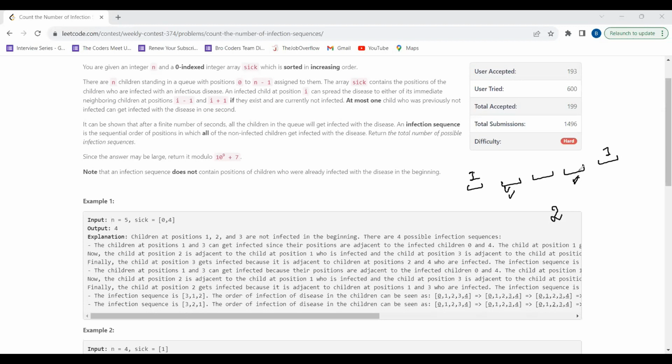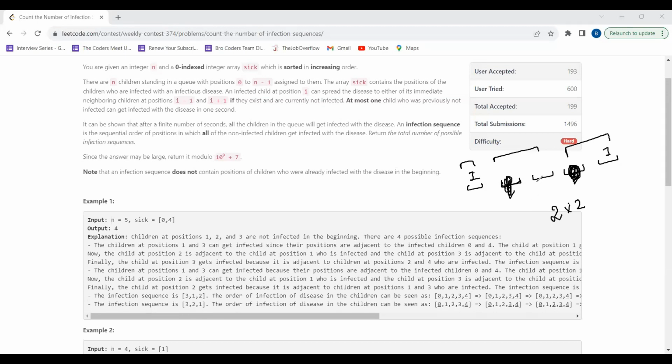Suppose this person got infected. Now for the next step, how many options do we have? For the next step, we have one option. These two are already infected, and these two options are remaining. So how many options do we have? Two options. Now suppose out of these two, this got infected.